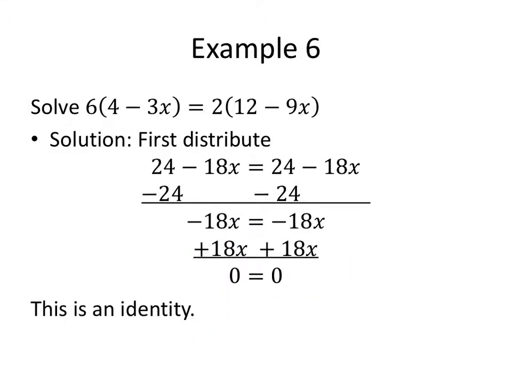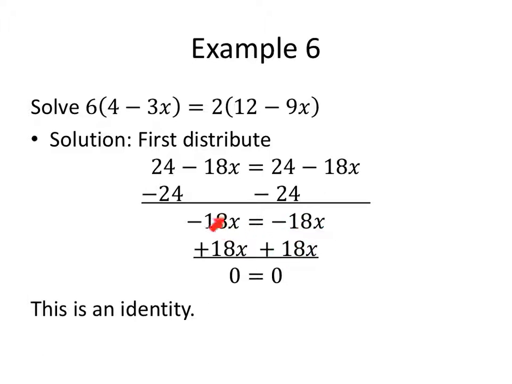Example 6, our last example. 6 times (4 minus 3x) equals 2 times (12 minus 9x). First we distribute. 6 times 4 is 24. 6 times a negative 3x is a negative 18x. 2 times 12 is 24, and 2 times a negative 9x is a negative 18x. In this case, the 24 minus 24, when I subtract from both sides, they cancel out. Negative 18x equals negative 18x.